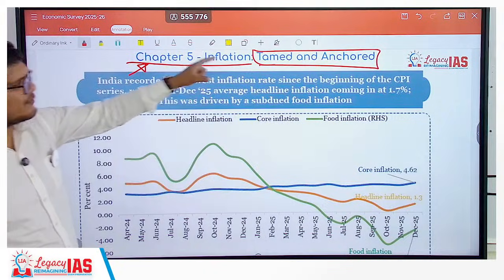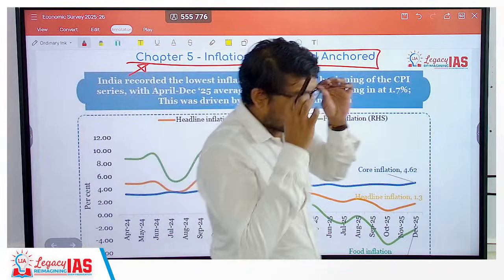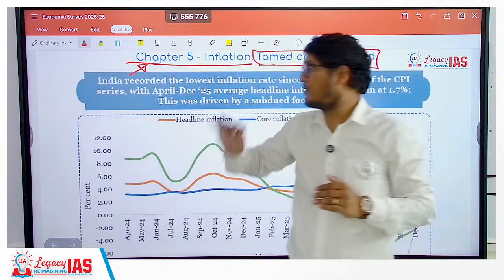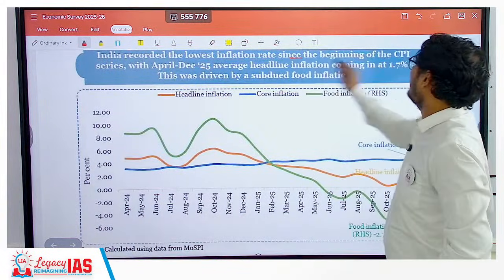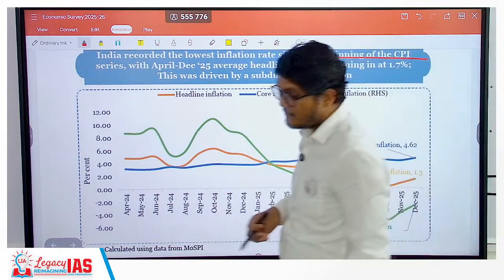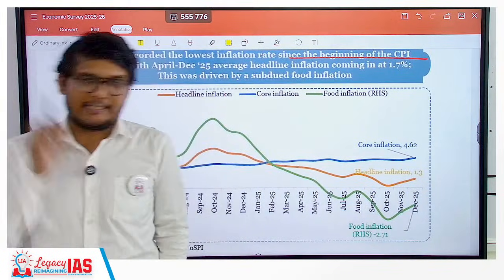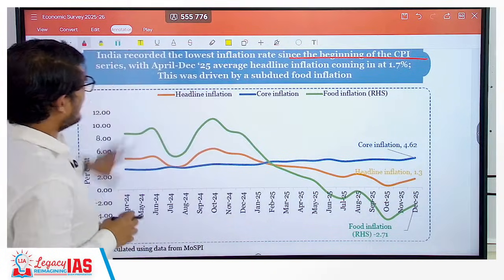So inflation has been tamed and anchored. From the high inflation, it has now been reduced. So India has recorded the lowest inflation rate since the beginning of the CPI. What is CPI? Consumer price index, right? So it has recorded the lowest.